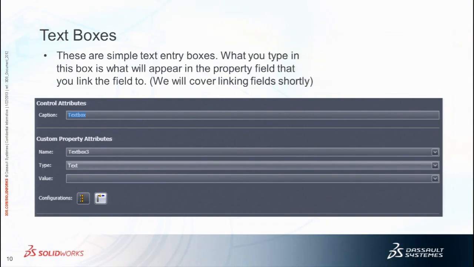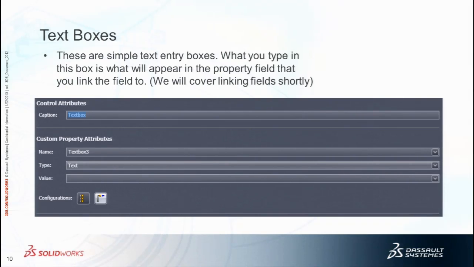Text boxes are, like I said, simple text entry boxes. You can type anything you want into the box, and this is how you set them up. The caption is what's going to show up on the form itself. Name is any name that you want it to be. Some people have a preference to naming them a certain way. It doesn't matter. Type, you select text, and then the value.